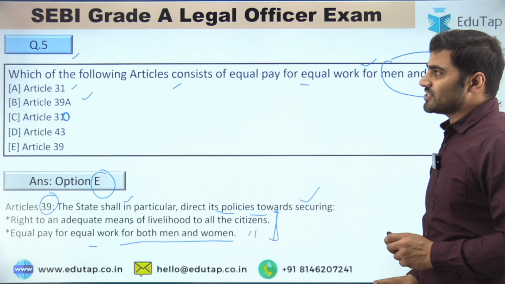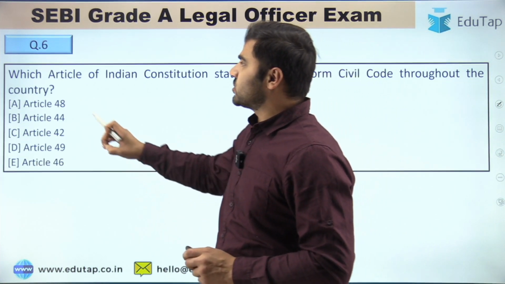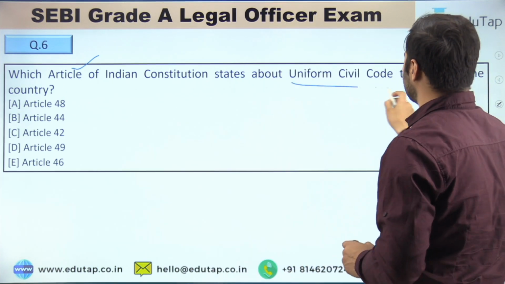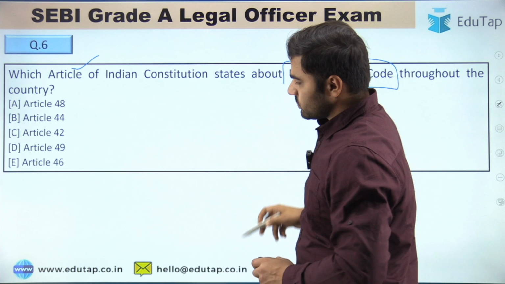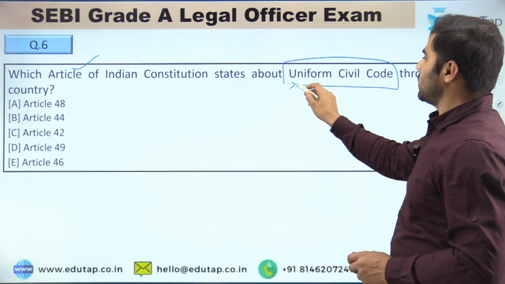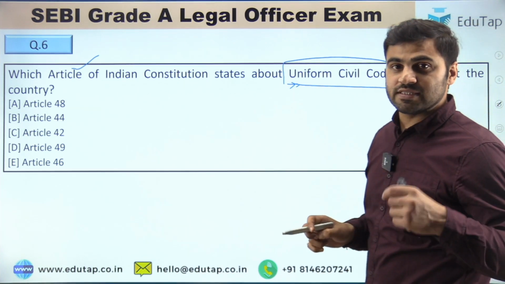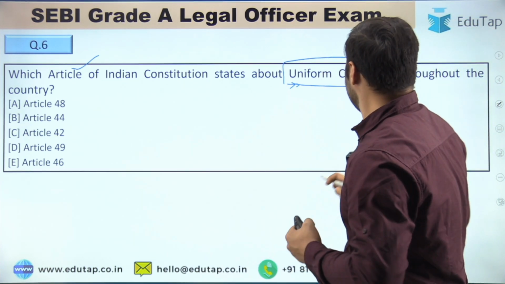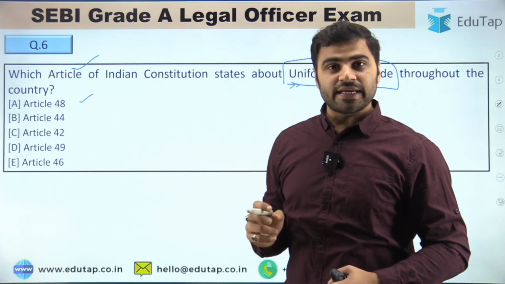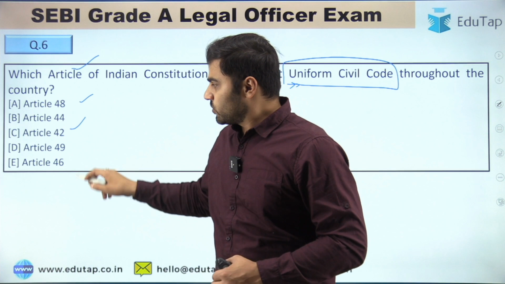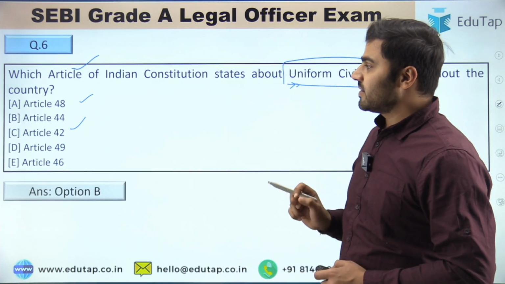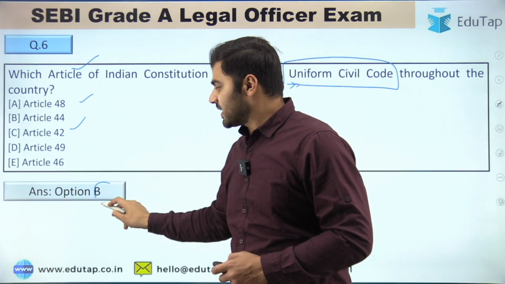Now let's move to question number 6. Which article of the Indian Constitution states about the uniform civil code, a very important topic which has been in the news frequently, right? So you have to have an idea about the uniform civil code provisions mentioned in the Indian Constitution. Your options are Article 48, Article 44, Article 42, Article 49 and Article 46. So what is the right answer? The right answer is option B, that is Article 44.